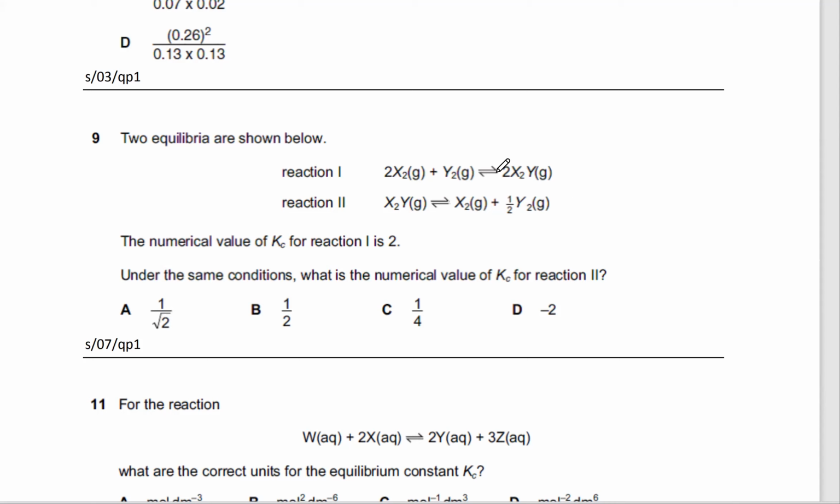Both of them are the same reaction except that they're the other way around. So the product over here is the reactant over there, and the reactant over here is the product over there. So it's upside down. Plus, the coefficients are halved, so it's going to get square rooted because everything has been halved.